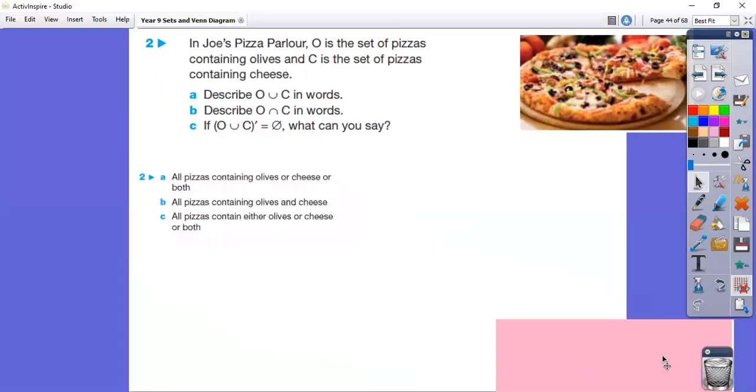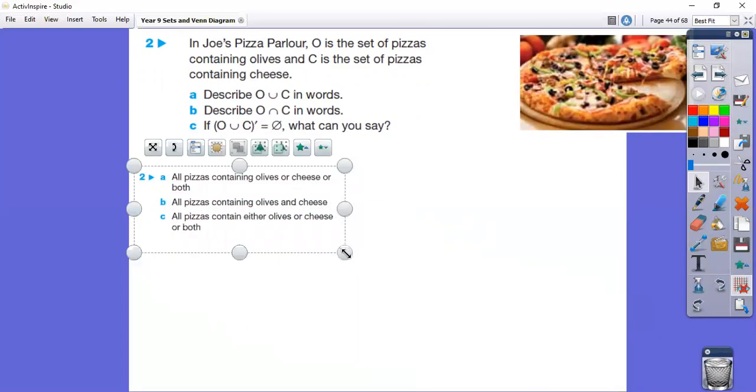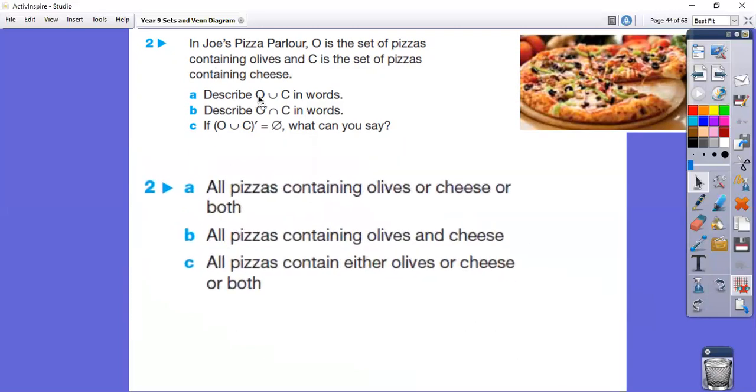So looking at the solution for question 2. For part A, describe the union of O and C. So that's all pizzas containing olives or cheese or both. Part B, describe the intersect of O and C in words. So that's all the pizzas containing olives and cheese. And part C is all pizzas containing either olives or cheese or both. Okay.